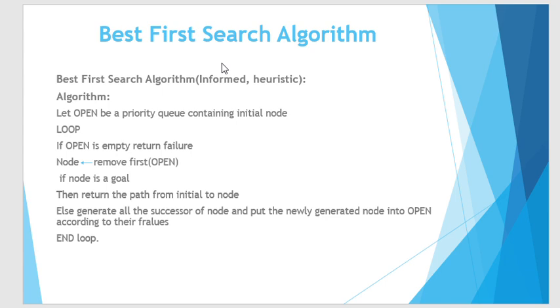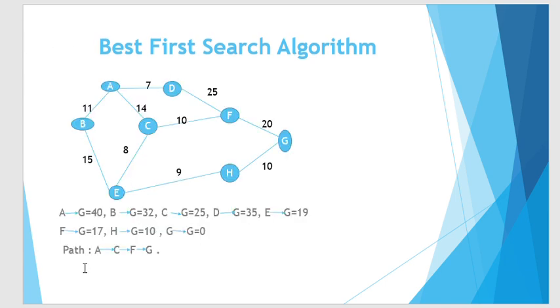So over here, you are given a graph. It is the map of, suppose, a city. Now over here, I want to reach from A to G. Suppose I want to reach from A to G. So A is my start state and G is my goal state. This is my goal state.